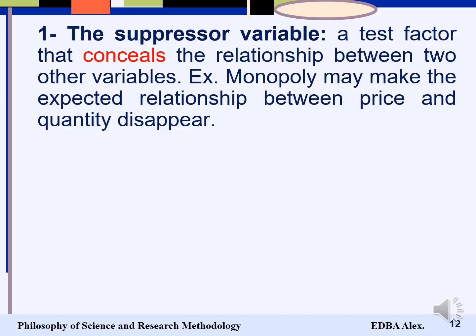For example, monopoly may make the expected relationship between price and the quantity disappear. You know, in natural cases, in full competition, there is a negative relationship between price and the quantity. But sometimes in a certain market, in a certain society, and for a certain product, we may find that this expected relationship doesn't exist. Prices go up, and quantity goes up as well, or quantity stays the same. So the expected negative relationship doesn't exist.